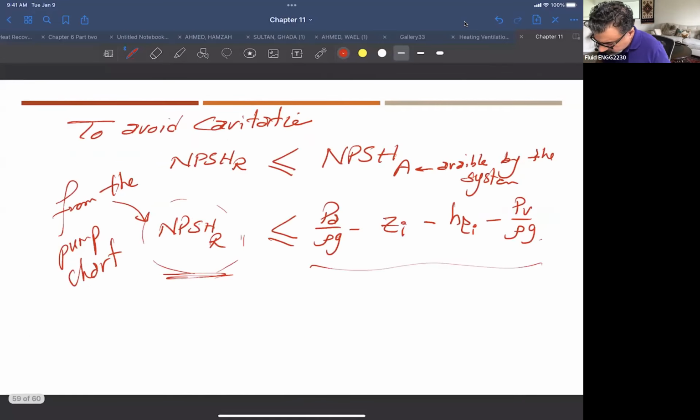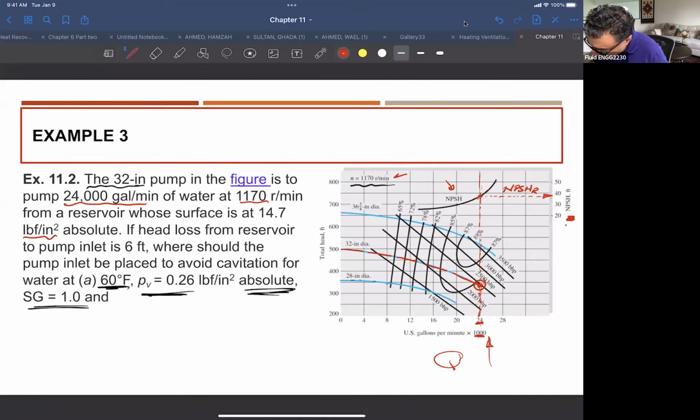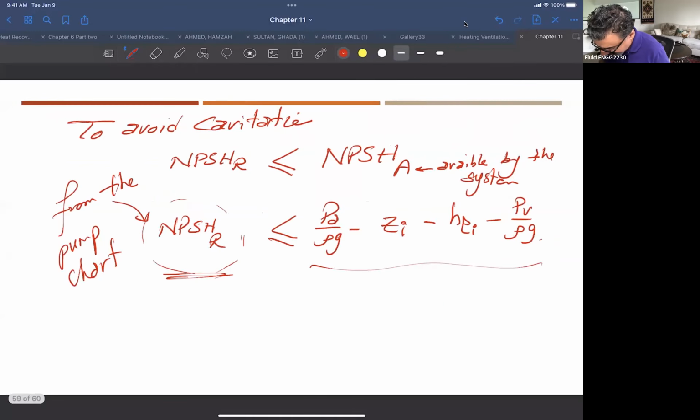Now for this case, I have the net positive suction head required here. I have it on my note as 36, so this value here is 36. P atmospheric for this specific case is given as 14.7, and remember this is pounds per square inch. It looks like the 36 is in feet, so we have to convert everything here to feet.